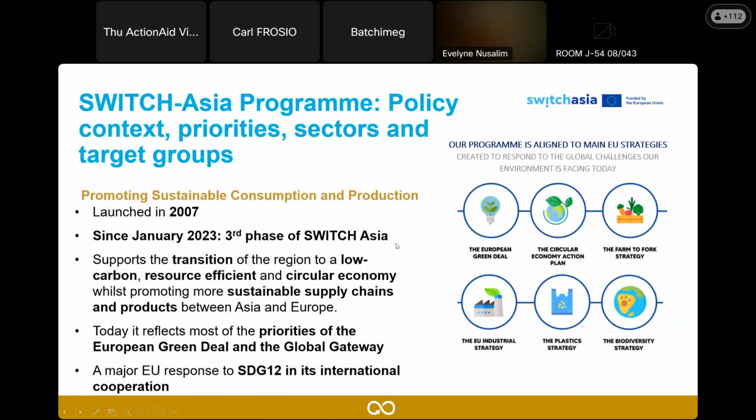So I'd like to start off with just explaining to you what the policy context, the priorities and sectors and the target groups are of Switch Asia, just so that you have an idea of if your idea is a good one, and that it's linked to promoting sustainable consumption and production.